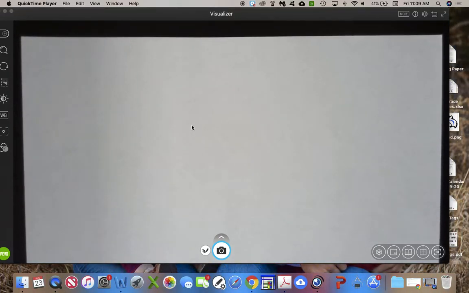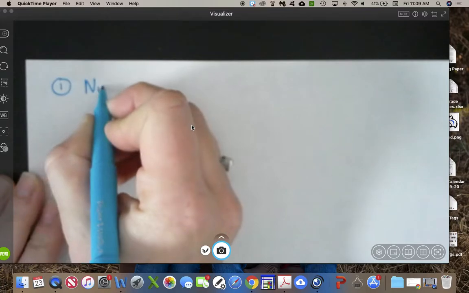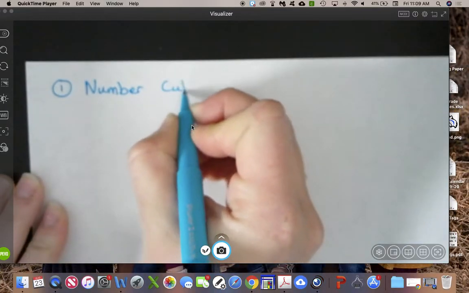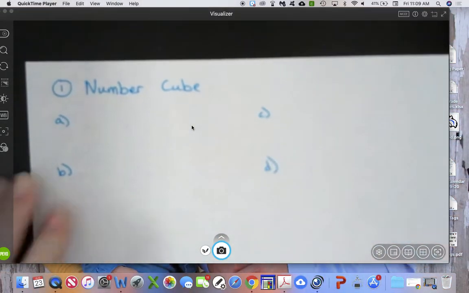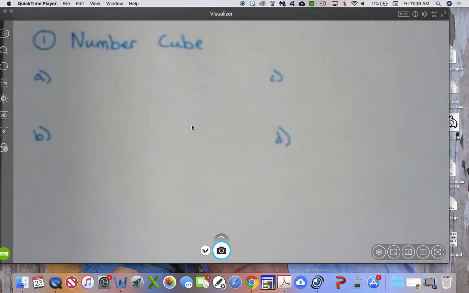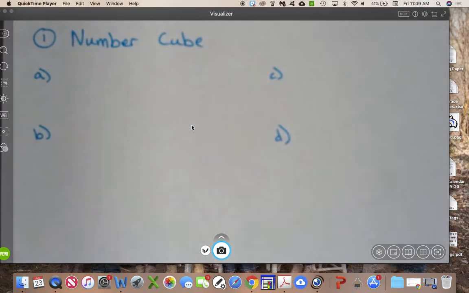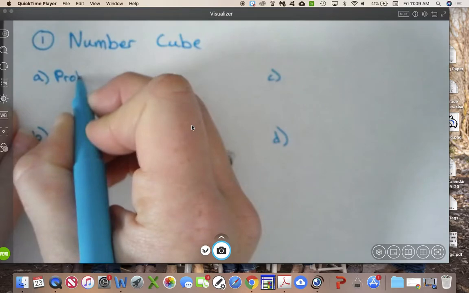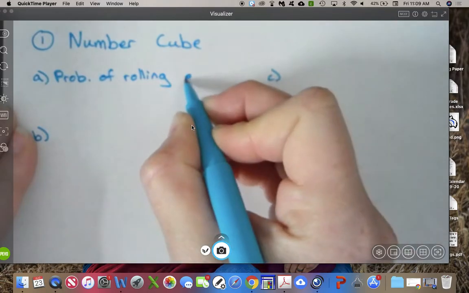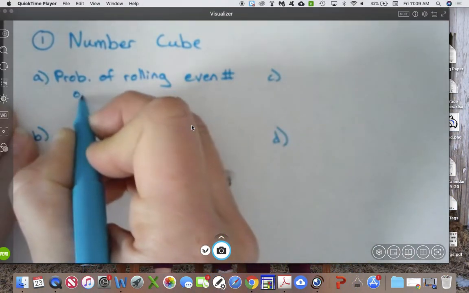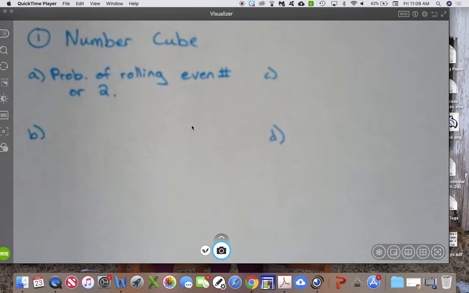So here's an example. Number one, we're going to do a dice. Number one involves a number cube. And I'm going to do an A, a B, a C, and a D. Okay, A, B, C, D. So the first question I'm going to ask you, you're given a number cube, right? And I want to know the probability of rolling an even number or a 2. The probability of rolling an even number or a 2.